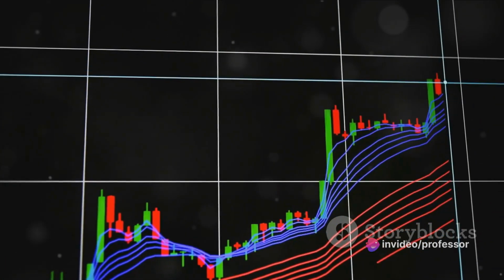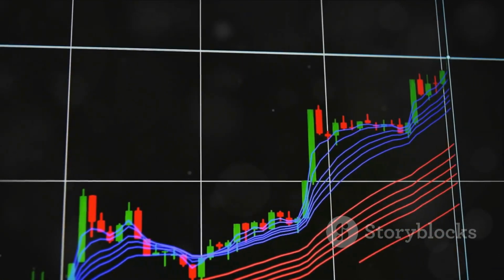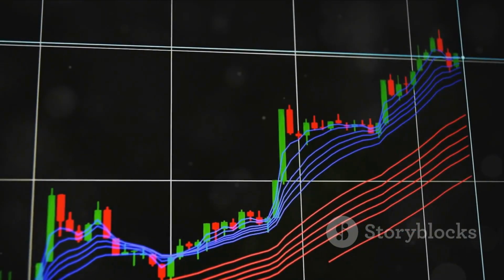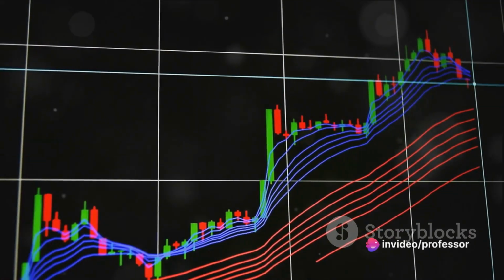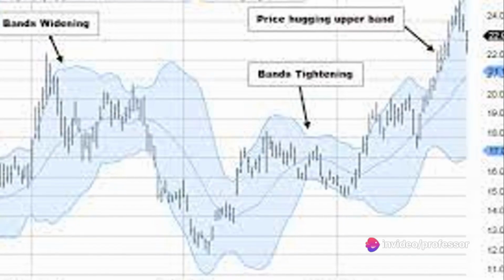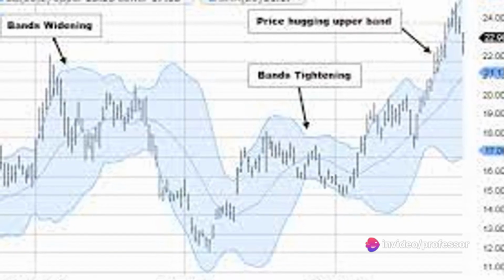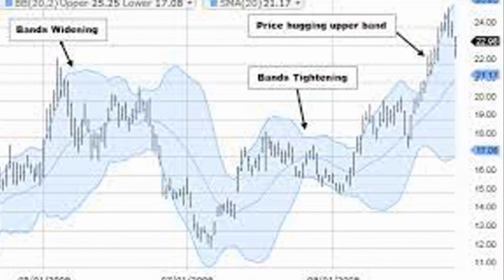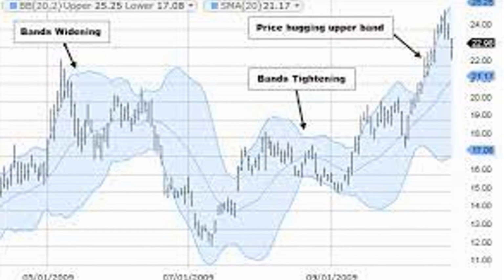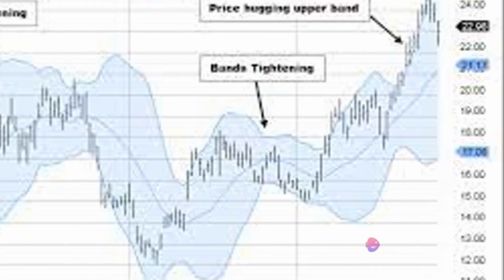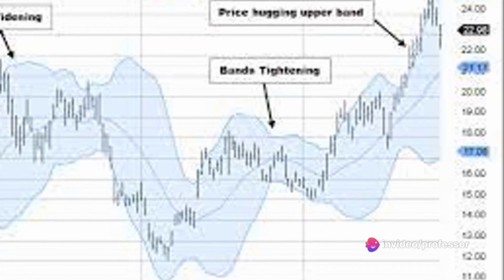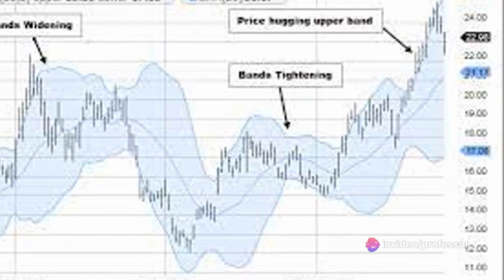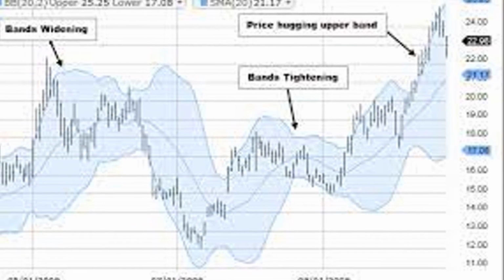Now you might be wondering, how can I use these bands to my advantage? Well, that's where the magic happens. Traders use Bollinger Bands to identify potential buy and sell signals. When the price of a stock hugs the upper band, that's often a signal that the stock may be overbought. On the flip side, when the price is cozying up to the lower band, that could be a signal that the stock is oversold. But remember, like a weather forecast, these bands are not a surefire prediction of what's to come. They're simply a tool to help you understand the market's mood swings and make more informed decisions.